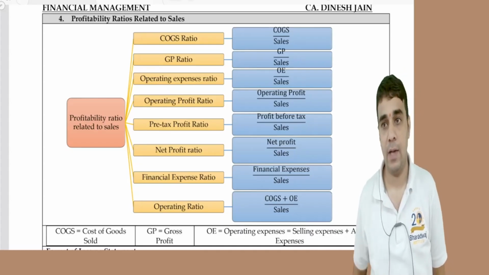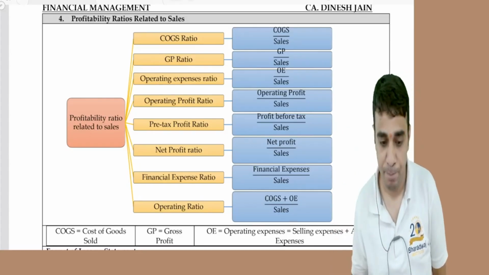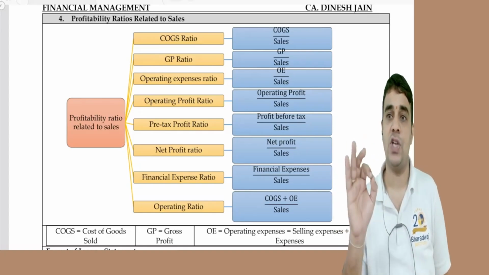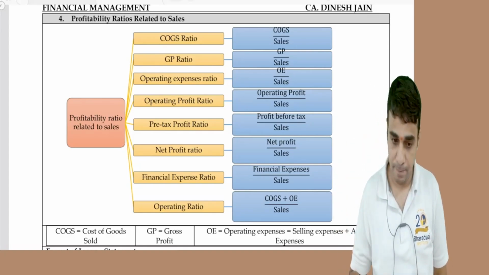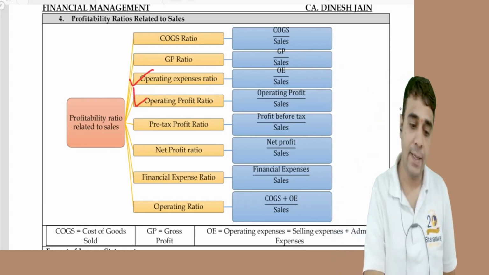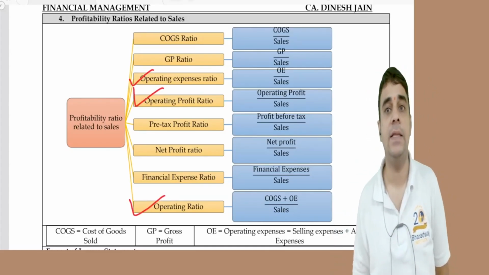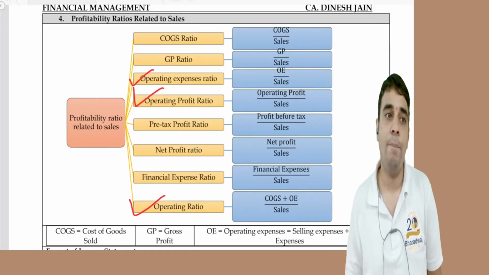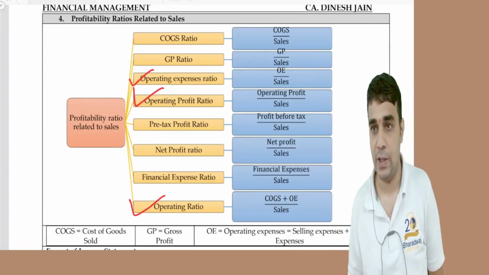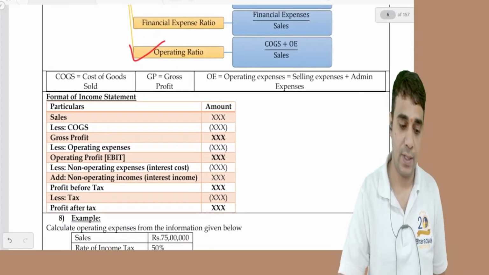Operating profit means, as the name indicates, what is operating profit? I'll explain. Pre-tax profit, PBT, post-tax profit, net profit by sales, financial expenses, financial expense by sales. There is a word called operating expenses ratio, operating profit ratio, operating ratio. Operating expenses other than COGS expenses. Operating profit, what is that? I'll explain in a minute. Operating ratio includes all expenses, which is COGS plus OE. This is the best way to understand.